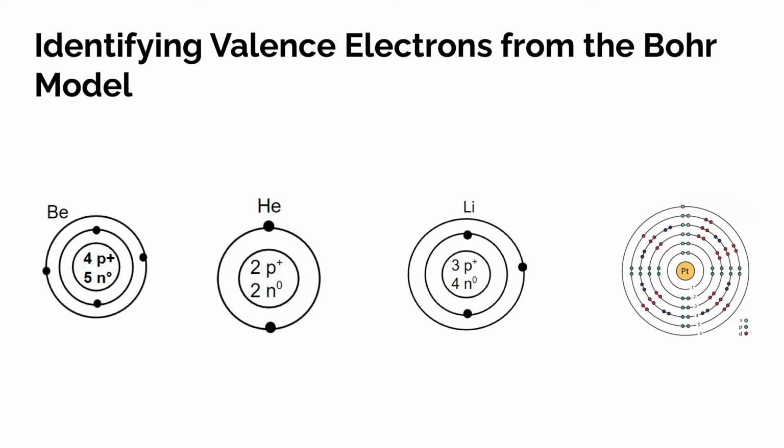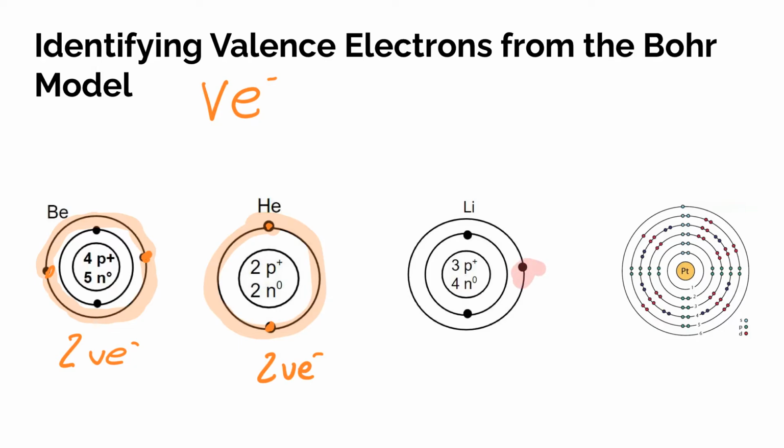If we're identifying valence electrons from the Bohr model, all we need to do is look at the outermost ring. So beryllium has 2 in its outer ring, so 2 valence electrons. And we can represent valence electrons by writing Ve minus. Helium, it has 2 valence electrons as well. Lithium has 1 valence electron.